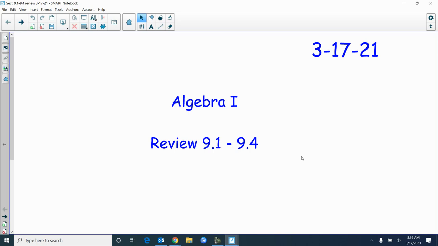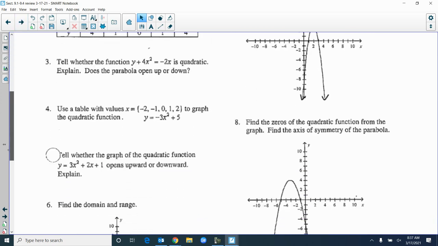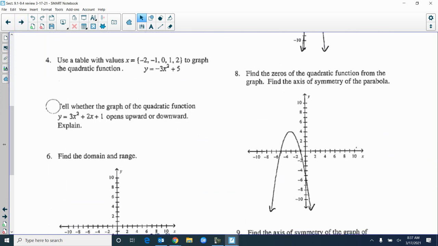Now for 6, we'll take a look at that. I think we're best off if we just go over some of these answers from here, and then finish it off. We did number 4. All right, number 5, tell where the quadratic function opens up or down.